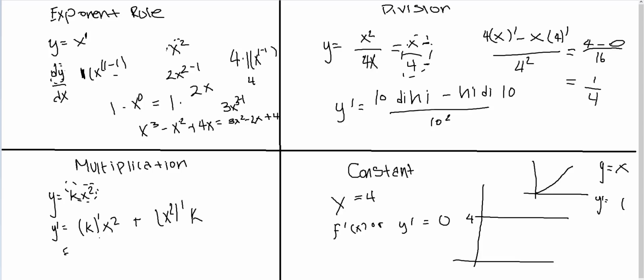Now, what's important to note is that the order of this does not matter. However, the order of the division method does matter. So it's important to notate and understand what you're doing when you're doing both the product and the division rule.